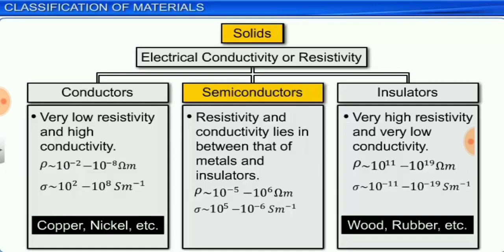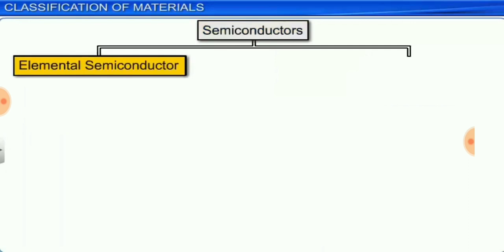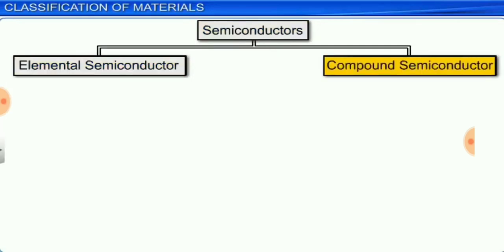Okay, children, note down this one. This is there in your physics book. Examples of semiconductors: silicon and germanium. Note down all these tables. Okay, children, semiconductors are divided into two different groups. One is elemental semiconductor. The next one is compound semiconductor.